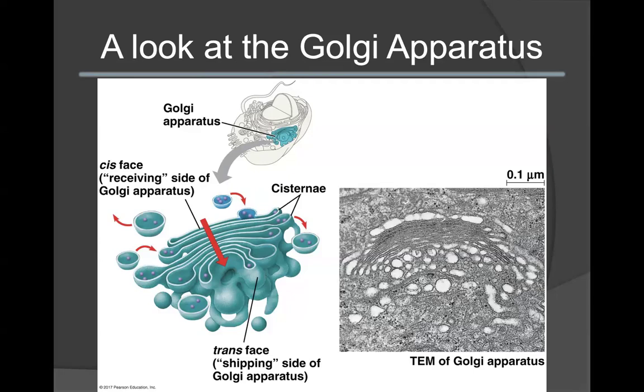As vesicles are received into the cis side, they will travel through the Golgi apparatus. Those proteins will be further matured and modified, glycosylated if need be, and then packaged into vesicles on the trans side and delivered to their final destination.